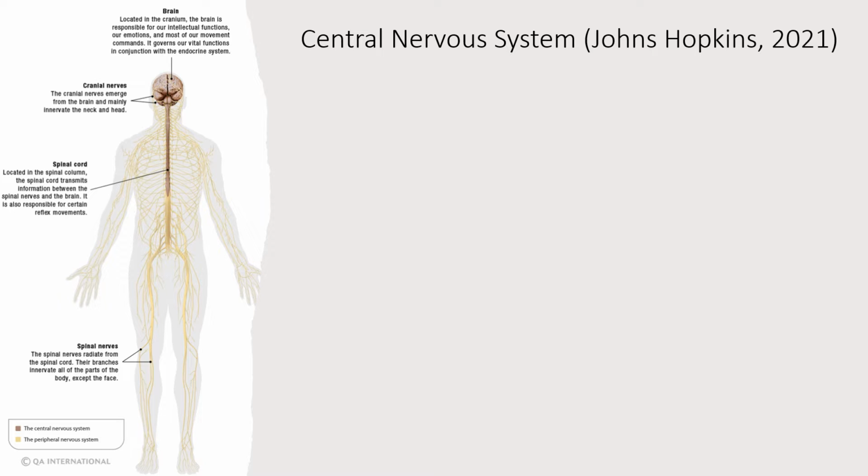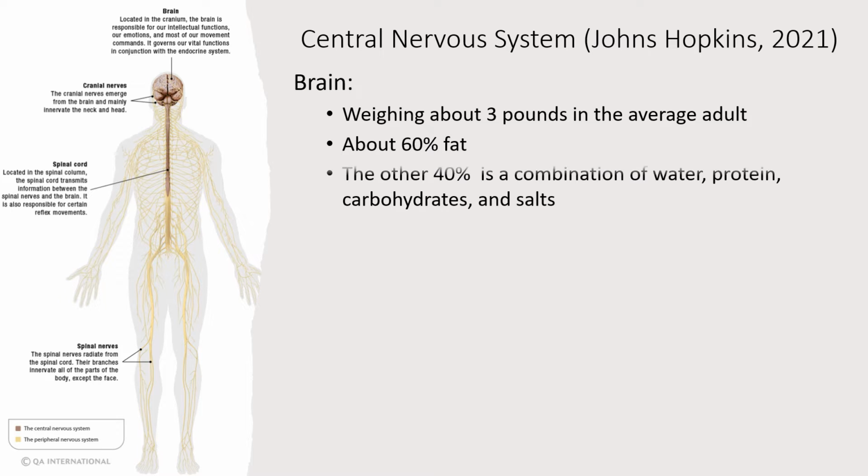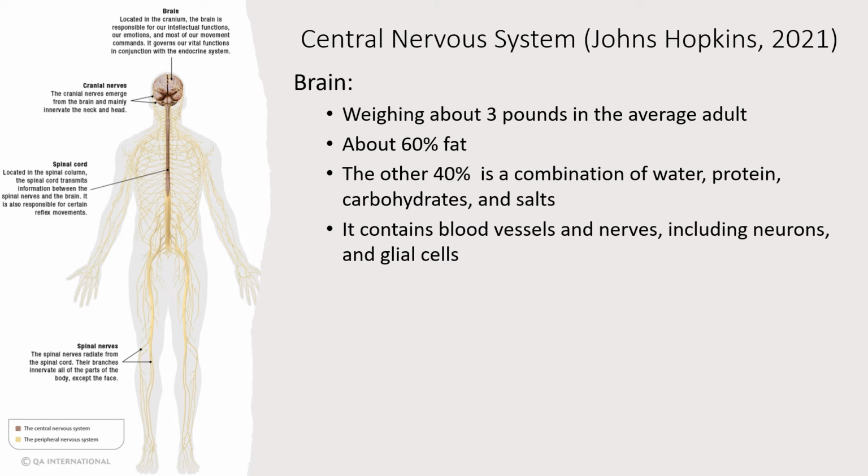So remember that the brain weighs about 3 pounds in the average adult, and the brain is about 60% fat. The rest is a combination of water and protein, carbohydrates, and salts. And of course, it contains blood vessels and nerves, which include neurons and glial cells.